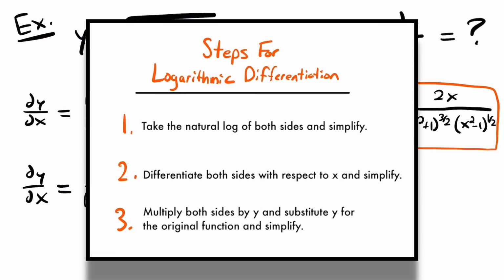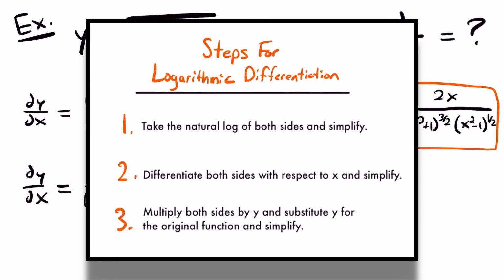And so now just for a quick review, these are the three steps that we used for logarithmic differentiation. We started by taking the natural log of both sides, and then we simplified. And once we were done simplifying, we differentiated both sides with respect to x, and then we simplified again. And then after that, we multiplied both sides by y, and that would isolate dy/dx. And then we substitute y for the original function, and then we simplify to have our final answer of the derivative dy/dx.